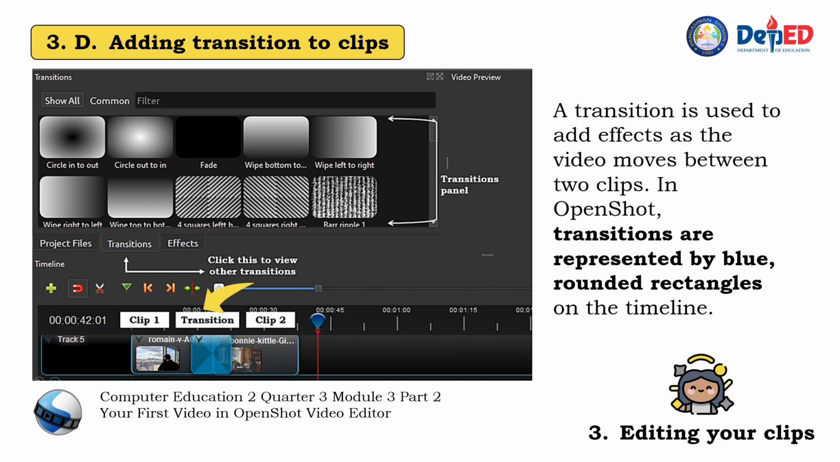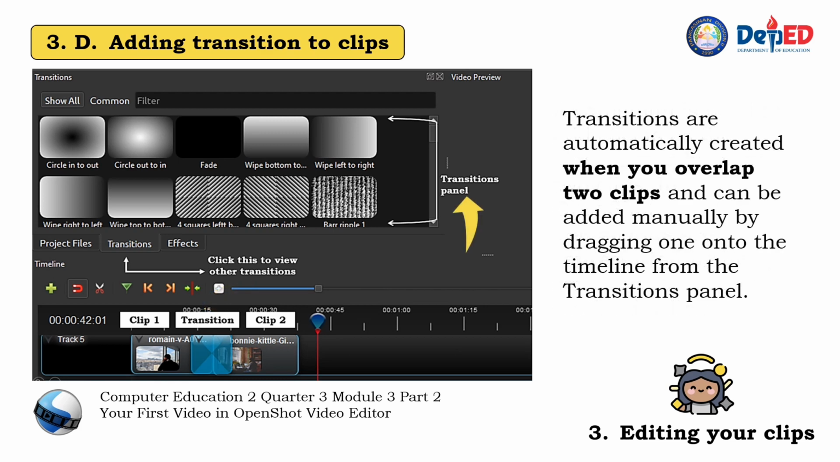Adding transition to clips. A transition is used to add effects as the video moves between two clips. In OpenShot, transitions are represented by blue rounded rectangles on the timeline. Transitions are automatically created when you overlap two clips and can be added manually by dragging one onto the timeline from the Transitions panel.